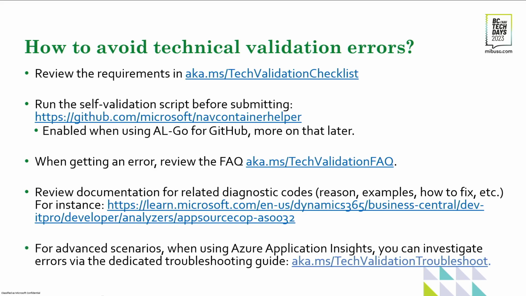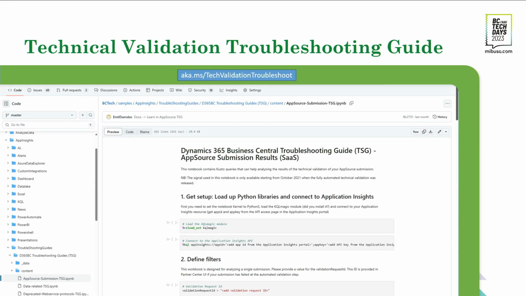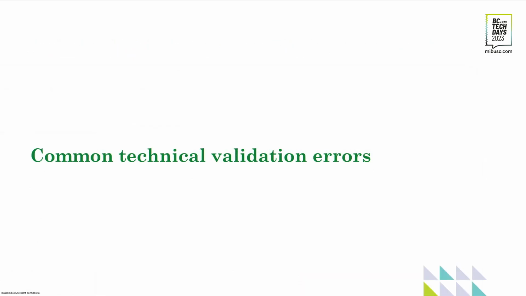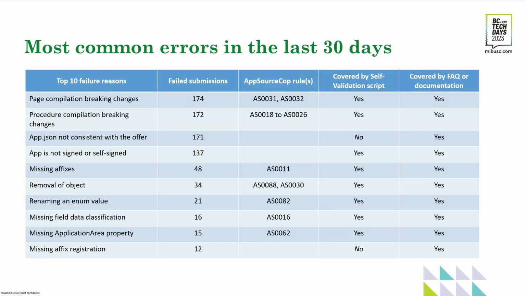And for more advanced scenarios, if you're using Application Insights, we have made available a TSG as a Jupyter notebook. You can download this one into Visual Studio Code, install an extension for Jupyter notebooks, and then by just specifying your connection string into that notebook, you'll be able to execute some queries automatically, and you'll get an overview of what is going on with your submission. So let's have a look at some common technical validation errors in case you're facing them.